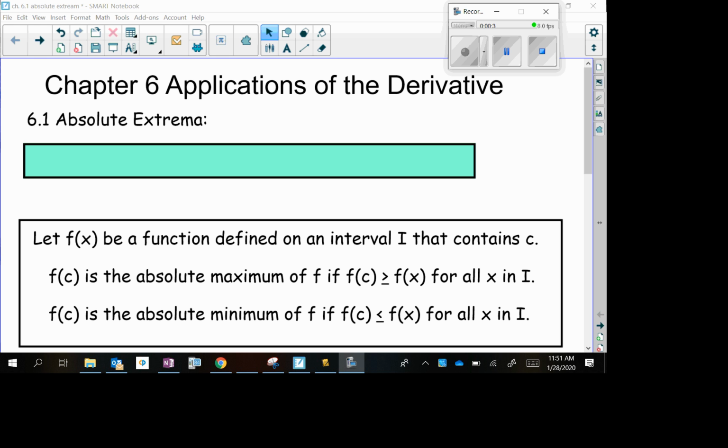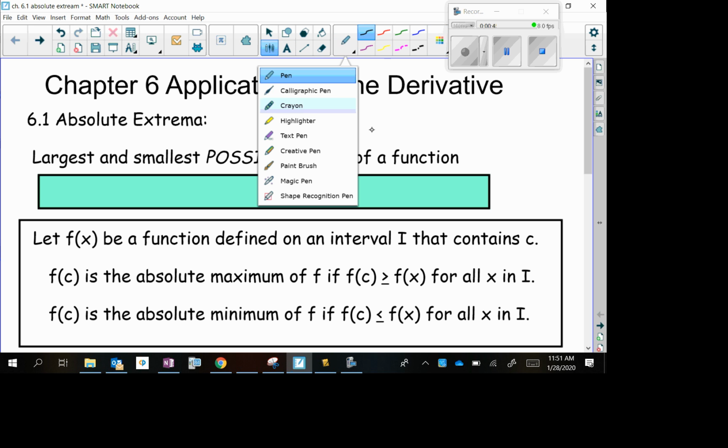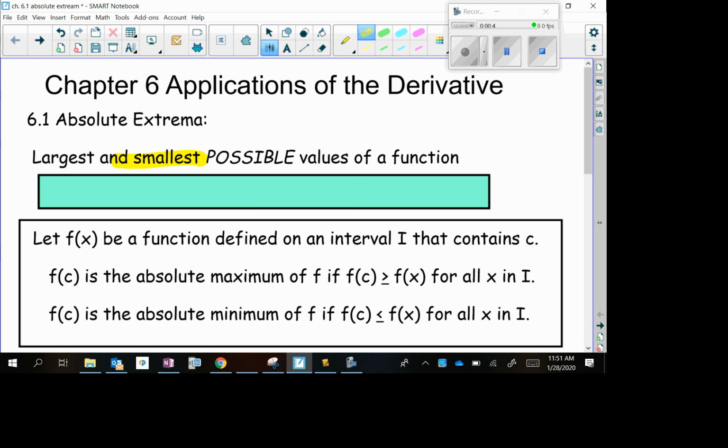So what kind of extrema were we looking at last chapter? Relative. So absolute extrema is kind of just what it sounds like. It is the largest and smallest possible values. So we're not just looking at relative values, we're looking at the largest and smallest possible values. And the difference here is, for today at least, we're going to be looking at just a closed interval.